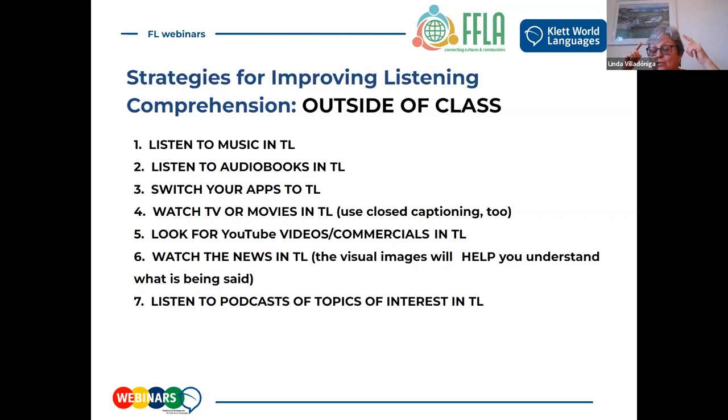I would tell my students to listen to the news without closed captioning. Why? Because the news has very vivid images and they could tell what at least the topic was about, even if they didn't understand every single word. Then they could use closed captioning the second time and see how much of it they really understood. So it's a game that they have to play and that you can help them with. Look for YouTube videos or commercials in the target language. Again, it's the visual and audio connection. Watch the news in the target language, and listen to podcasts.